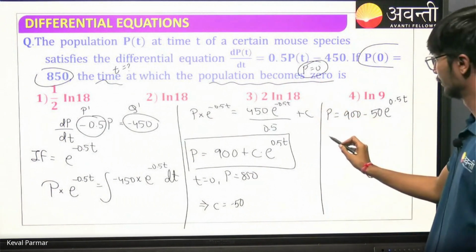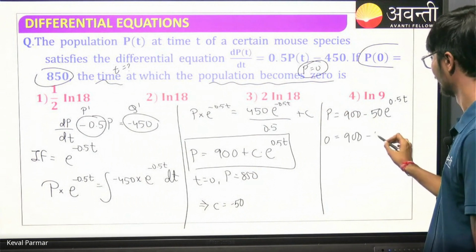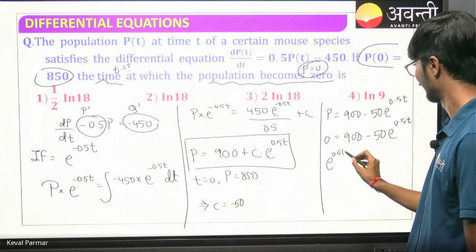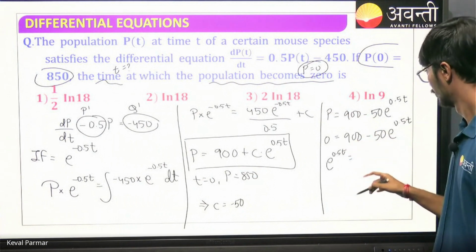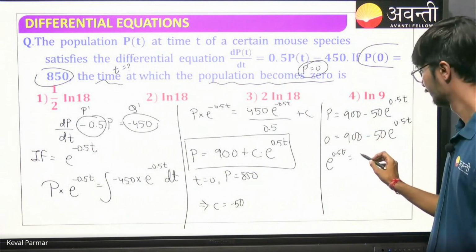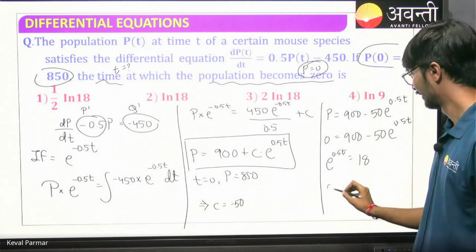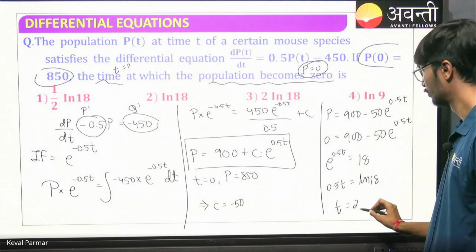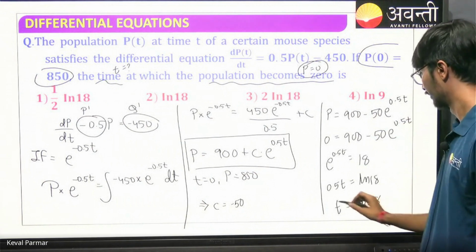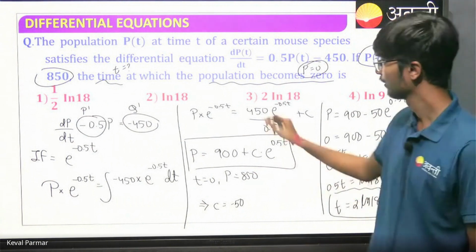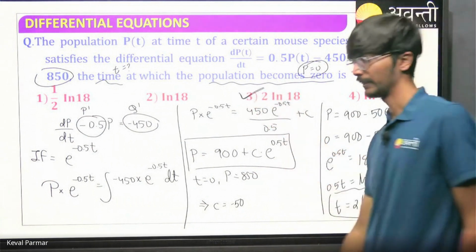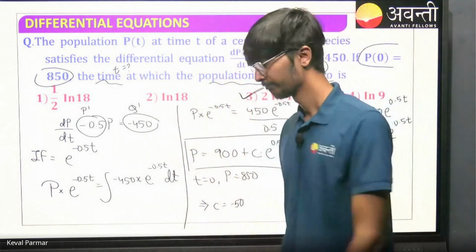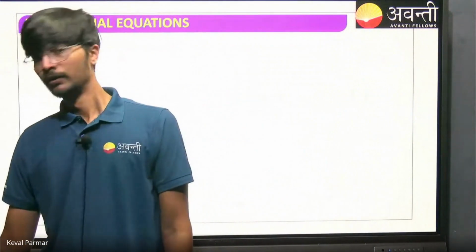Now substitute P equals 0 and get the value of t. 900 minus 50 into e raised to 0.5 t equals 0. So that means e raised to 0.5 t is equal to 900 upon 50, right? So 90 by 5, 18. And if I take log, I'll get 0.5 t is equal to ln 18. So t is equal to 2 ln 18. Is there an option? Yes, it is option 3. Correct? So this is as good as finding the particular solution. It is just given in terms of a word problem. Bas. Let's see more questions of this.